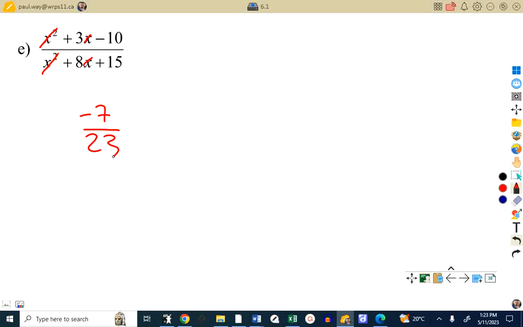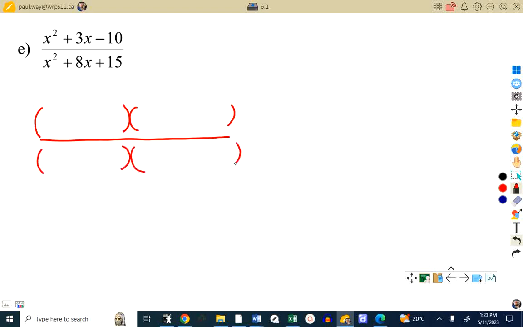You cancel things because you're multiplying on the top and the bottom by the same thing. So don't go crazy. We need to factor this. Well, this is good practice for factoring. These are both quadratic trinomials.